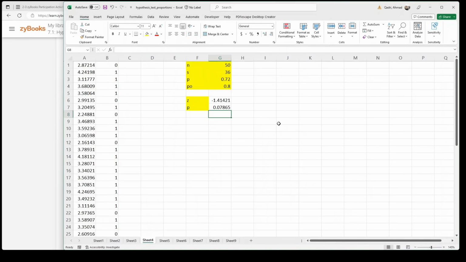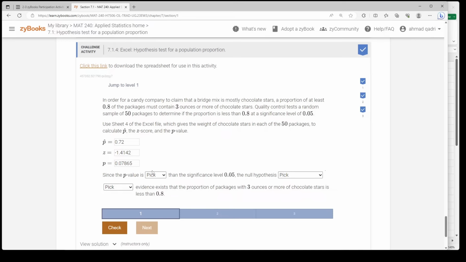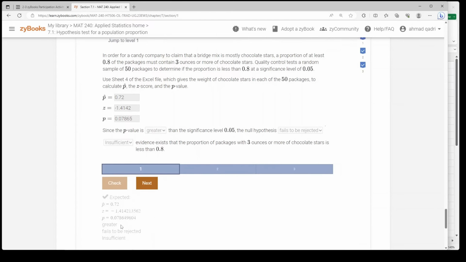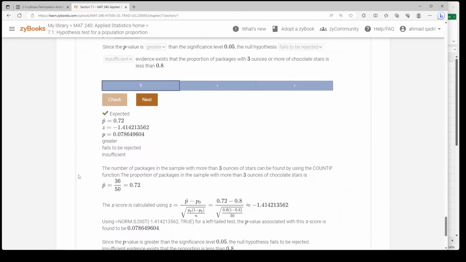Let's just double check this, 0.07865. Yep. Now we need to compare it to alpha, which is 0.05. Clearly the p-value is greater than 0.05. So we will not reject the null hypothesis, or the null hypothesis fails to be rejected. There is insufficient evidence that the proportion of packages with 3 ounces or more of chocolate is less than 0.8. And this is the correct answer.